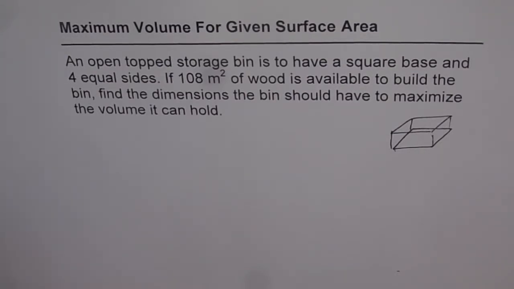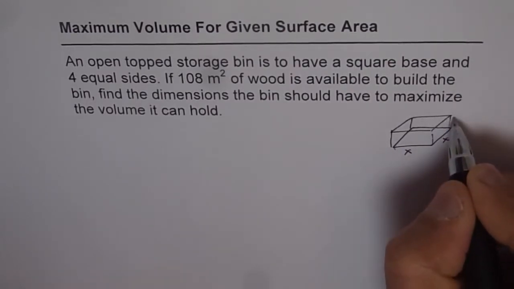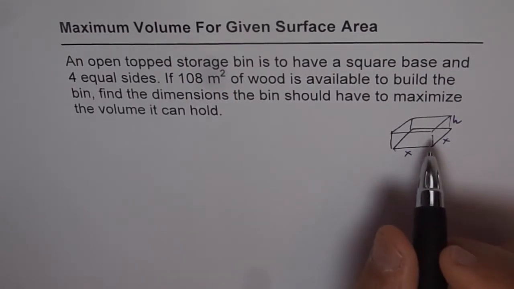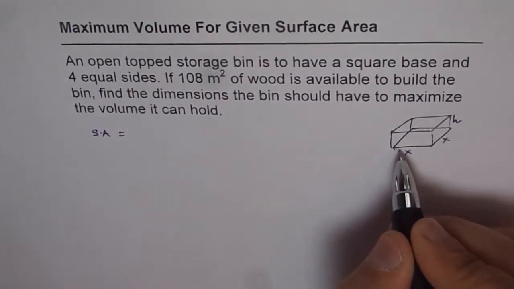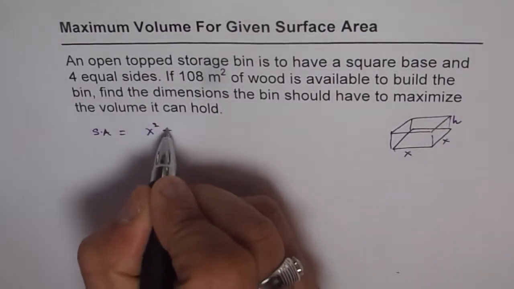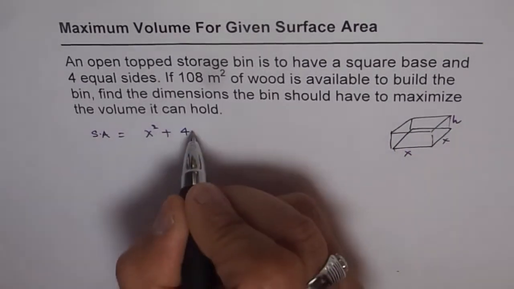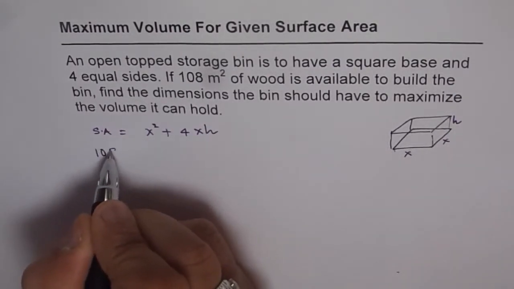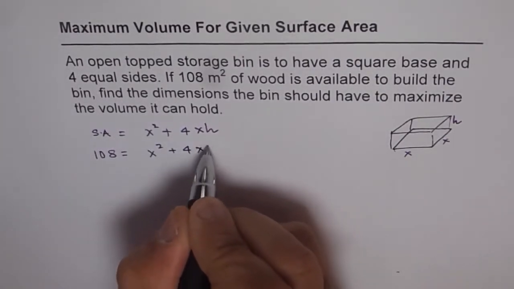So let's assume that the sides of this box are x units, or just meters. So it is x and x here, and let the height be h. Now from here, what is the surface area? Since we are given the surface area, it could be written as the area of the base, which is x squared, plus the area of 4 equal sides. So the area of 4 equal sides is 4 times x times h. So that is the surface area, and the surface area is given to us as 108. So 108 equals x squared plus 4xh.